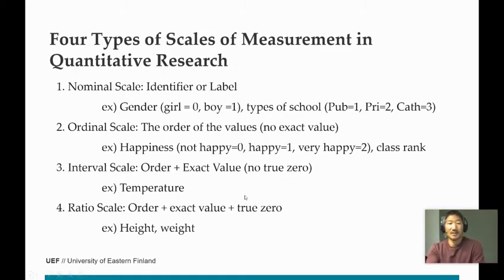The third one is an interval scale. It has an order in the value, and it also has exact value differences. For instance, the temperature, when in summer, 20 degrees Celsius is twice hotter than 10 degrees Celsius. So there are the exact value and order because it's hotter and twice hotter. We can say that. But there is no true zero.